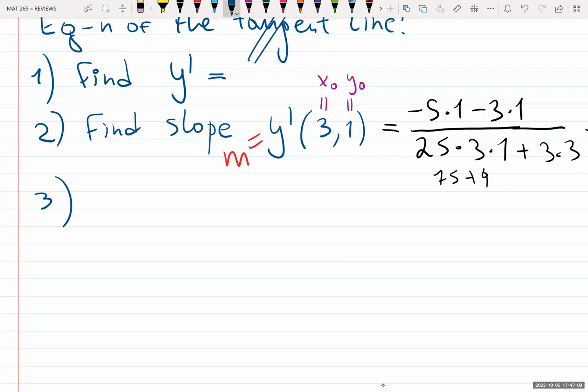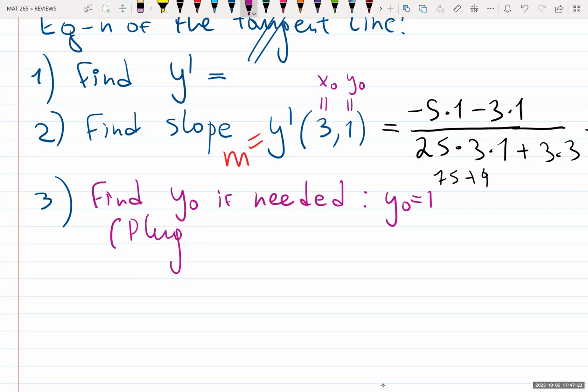Step 3 is almost the end. You need to find y sub 0 if needed. If it was not given, then you have to find it. But luckily, it was given. Y sub 0 is 1. Do you know how to find it? Plug x sub 0, 3, into the original. Like so, and then 1 will pop out.